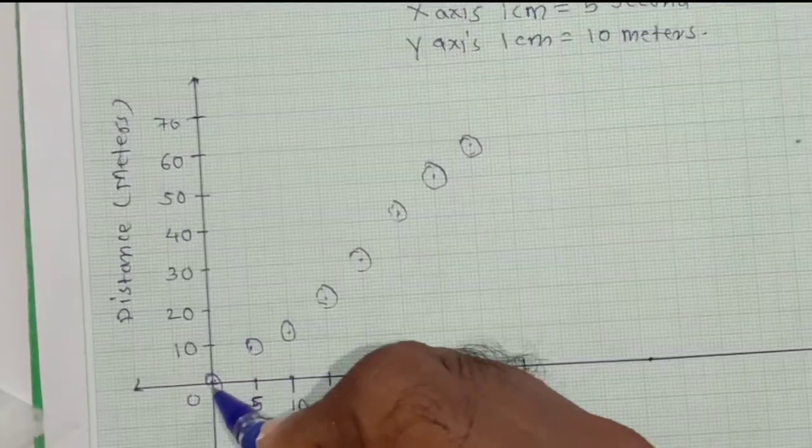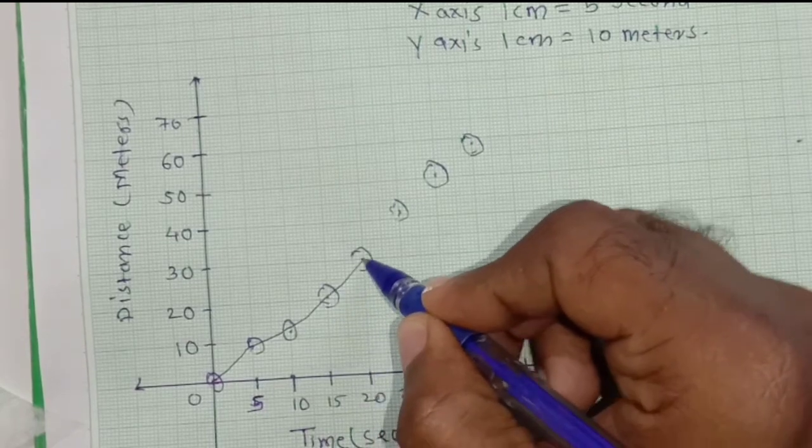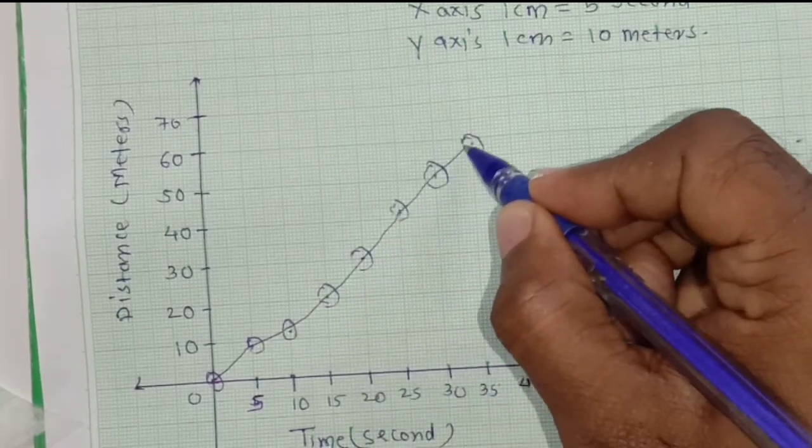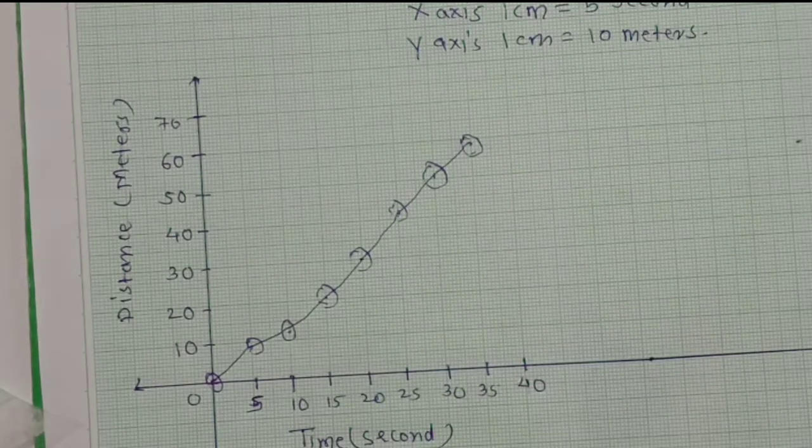Draw the line through these points. This line shows the distance changes non-uniformly with time, thus the bus is having a non-uniform motion.